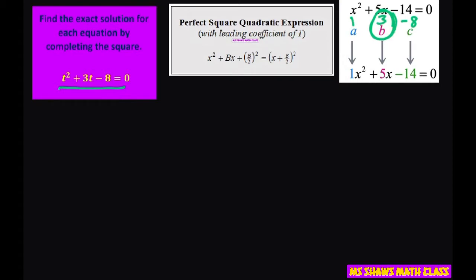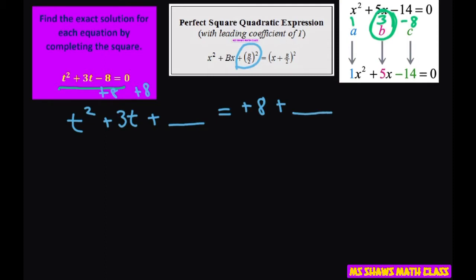So what we're going to do is rewrite this as t squared plus 3t, and then we're going to add this part here. So for now, I'm just going to put a little line, a space for that. I'm going to add 8 to both sides of the equation. And whatever we add on the left-hand side of the equation, we have to add to the right side.